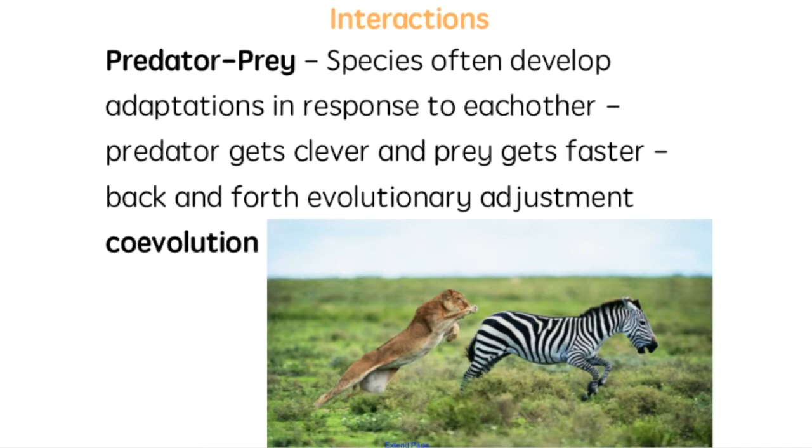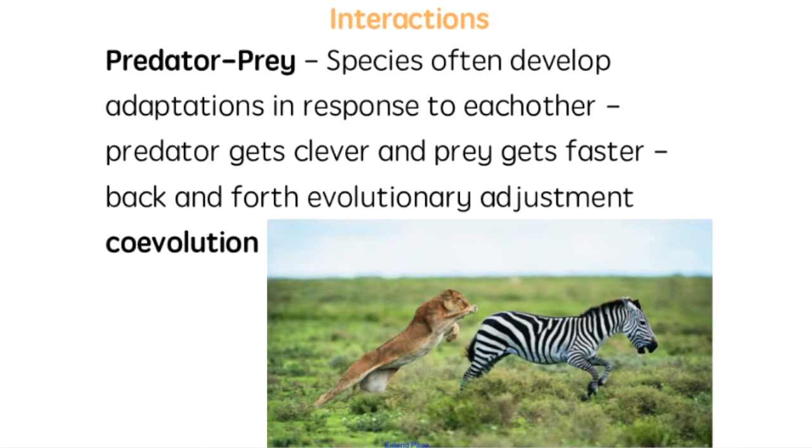Now we're going to move into discussing interactions. So we talked a bit about coevolution last week. Predator and prey interact in their ecosystem because species develop adaptations in response to each other. So if the predator gets clever, the prey needs to get faster. This is going to move back and forth, because if the predator always caught the prey, the prey would not survive, and that species would go extinct, and then that ecosystem would be out of balance.